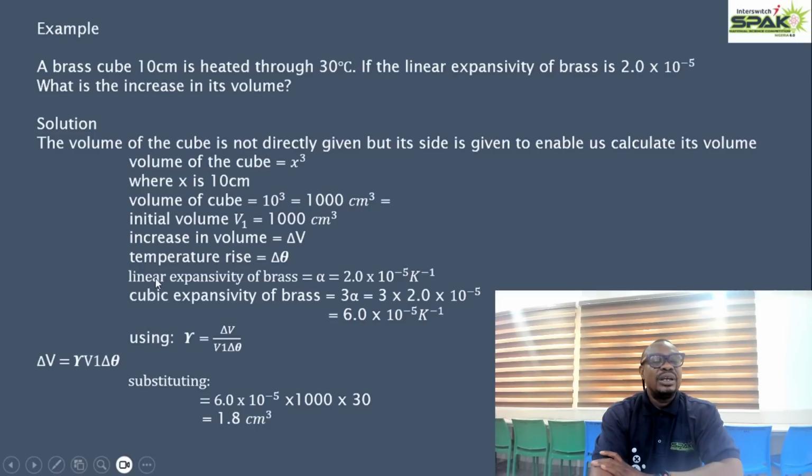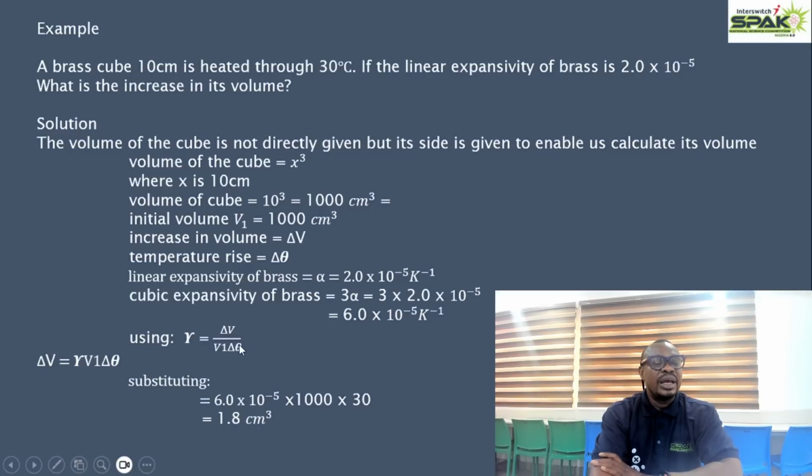Now look here, we have the linear expansivity of brass. This is the linear expansivity of brass, which is clearly stated here. But do I really need the linear expansivity of brass? No, because I'm to use this formula, that my volume or cubic expansivity is equal to change in volume over V1, which is my initial volume, change in temperature. So how do I now get my cubic expansivity? My cubic expansivity is equal to 3 times the linear expansivity, which is what I just figured out here. Key it into this place, then I now have my 6.0 times 10 to the power minus 5 per Kelvin.